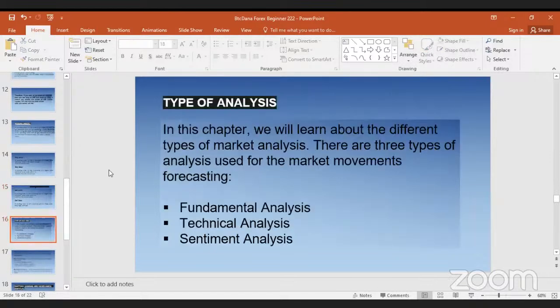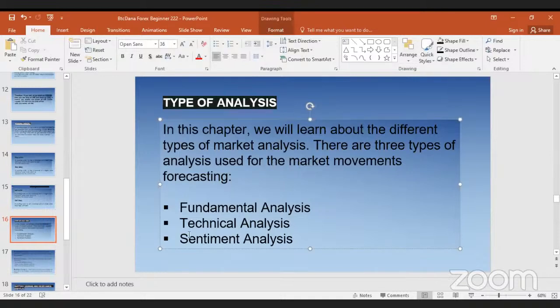Now, like I said, we have what we call analysis in the forex market, and this analysis is a way of telling the direction of the market before we can place any trade. We have three types of forex analysis used in market movement forecasting: the fundamental analysis, the technical analysis, and the sentiment analysis.